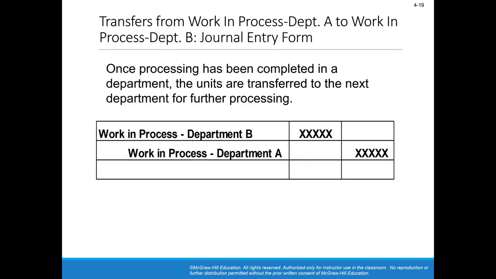And there's the journal entry. So Department B's now getting those products, those units. So they're going to have a cost associated with that. That's your debit for Department B. It's coming out of A. So I'm going to reduce A by doing a credit.